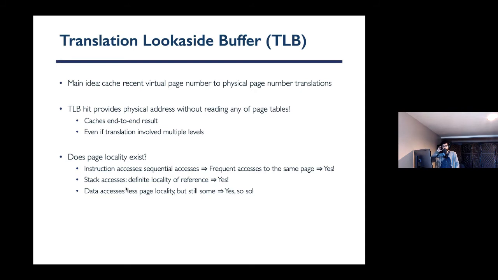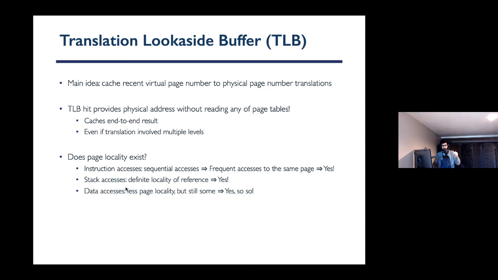Now, there is a little bit of variation on whether the memory access is a data access, or a code access, an instruction access. With regard to instructions, you are usually doing sequential accesses, right? So that gives you frequent accesses to the same page. So you definitely have spatial locality with regard to instructions. You probably don't have much temporal, but you might if you have a loop, for instance. You go to the same instruction again and again.